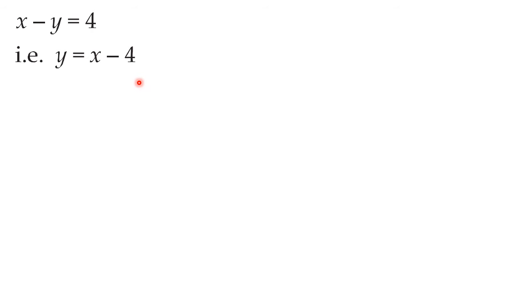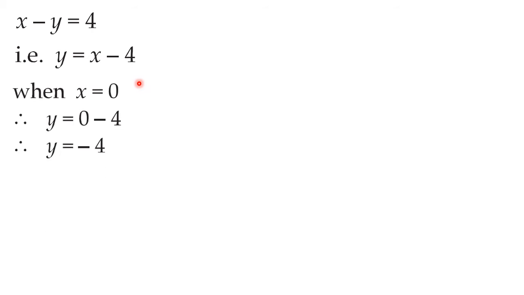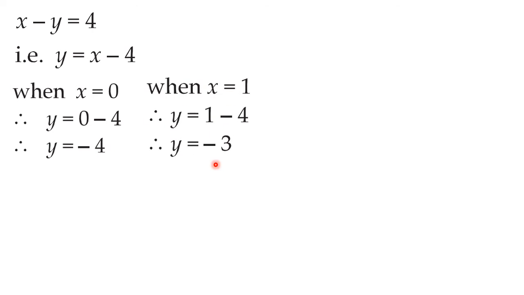Correct? Now after this, you can take different values. When you take x is equal to 0, y is going to be minus 4. If you take x is equal to 1, y is going to be minus 3.